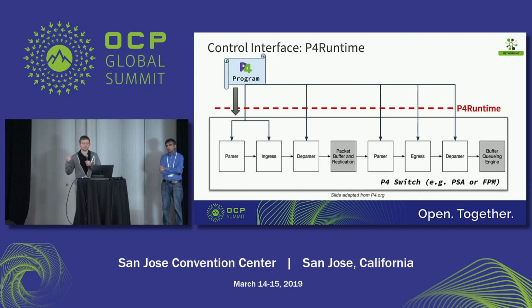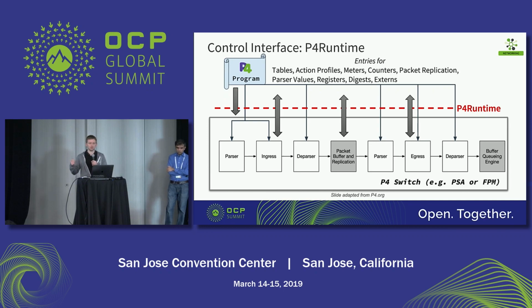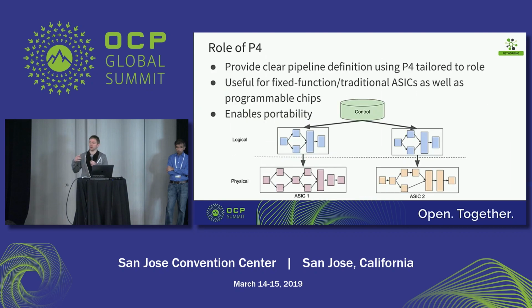So P4 Runtime gives us programmatic control of all of the entities that you can describe in your pipeline description. Things like tables, table entries, the action profiles and groups, meters, counters, configuring the multicasting of traffic, setting and reading registers, stuff like that. So if you can model it in P4, you can control it using P4 Runtime. And this goes on to provide a clear definition of the role that we are requiring from a particular device. It enables you to provide a model that works across different ASICs.